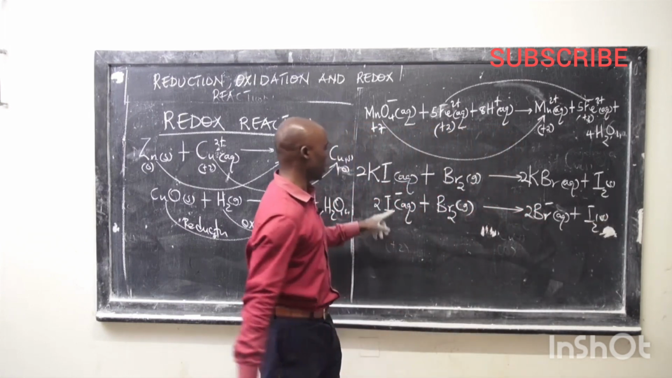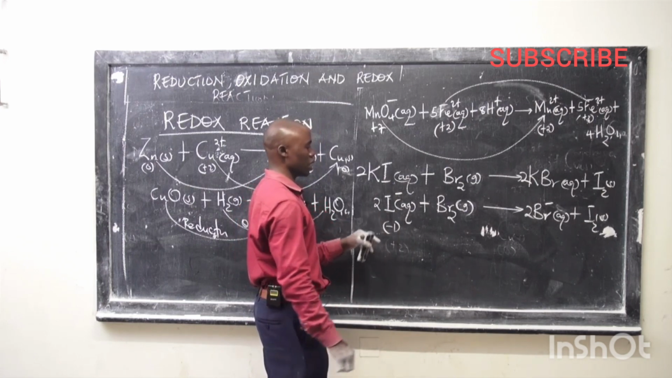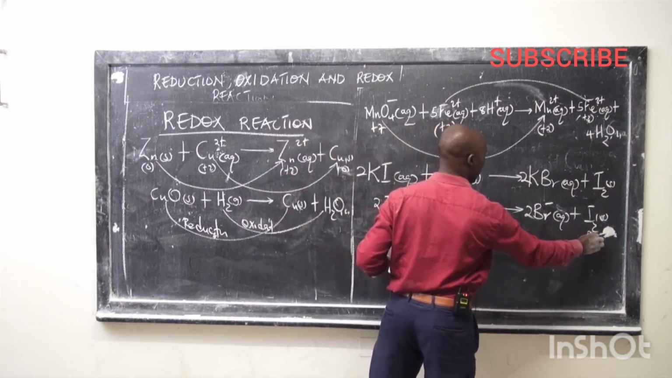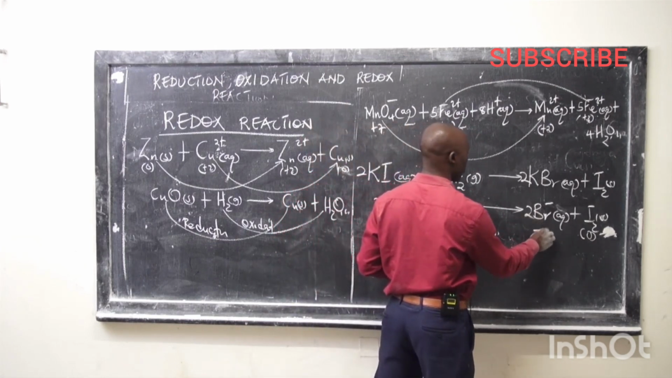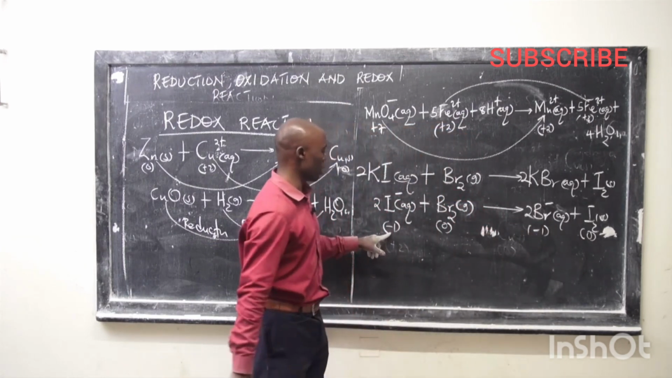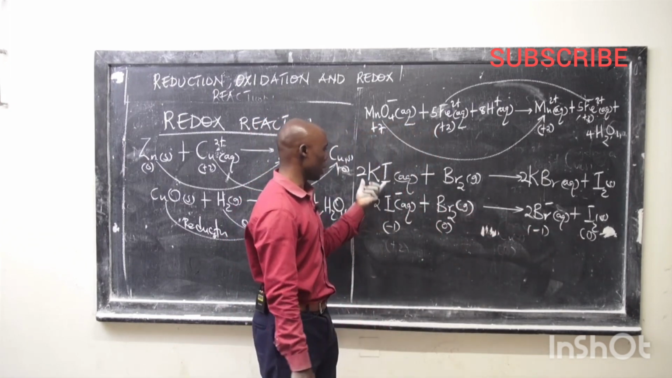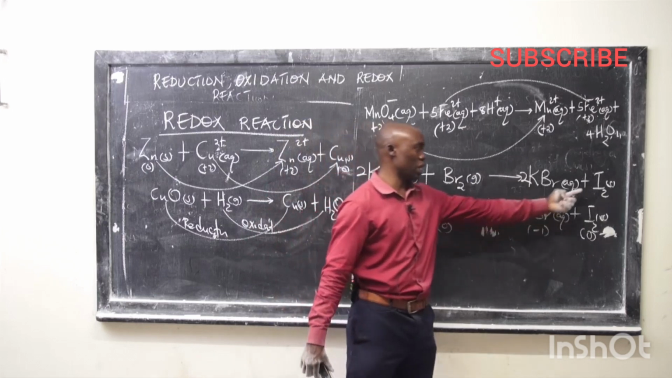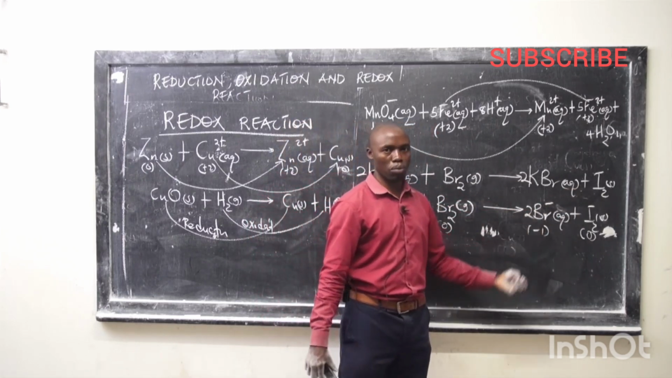So we see that the charge on iodide is -1, the oxidation state is -1, the oxidation state on iodine is 0, the oxidation state on bromine is 0, the oxidation state on the bromide ion is -1. So we see that -1 has increased to 0. So potassium iodide has been oxidized to iodine, whereas the bromine has been reduced to bromide ions.